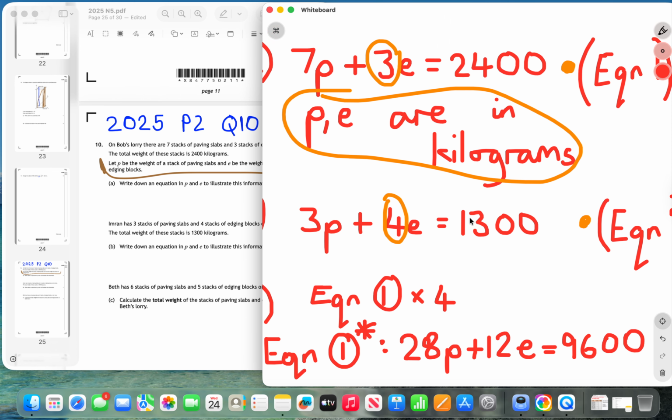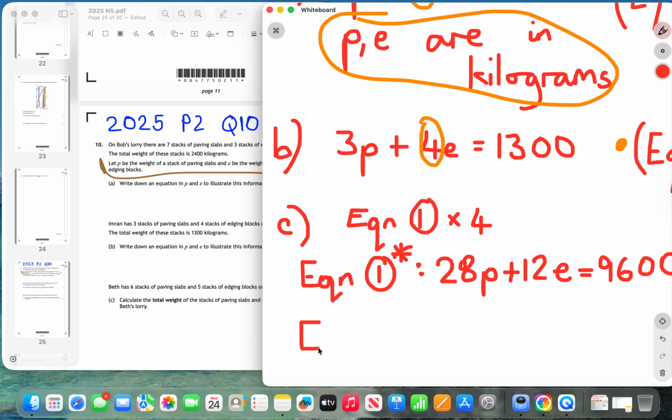And having a look at equation 2, if we multiply 4e by 3, we get 12e. But we then have to multiply the entire thing through by 3 and call this one 2 star because it's the scaled up version. To multiply this by 3, we get 9p plus 12e equals 3,900.